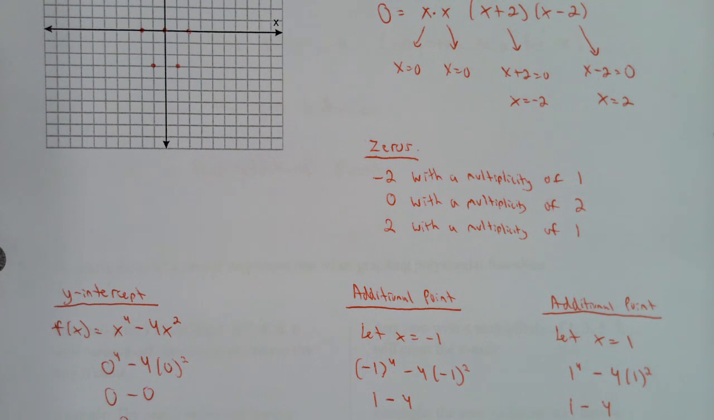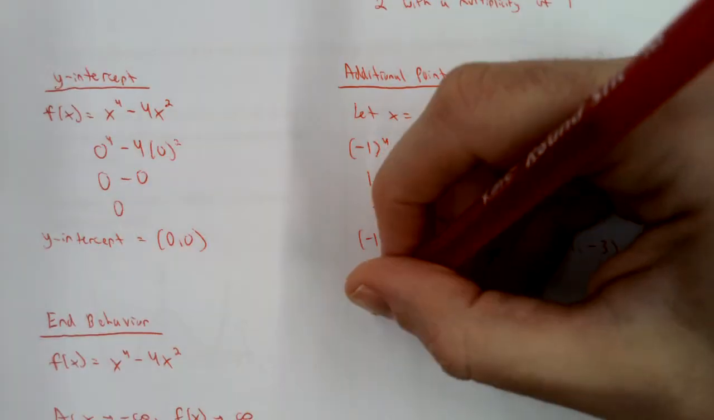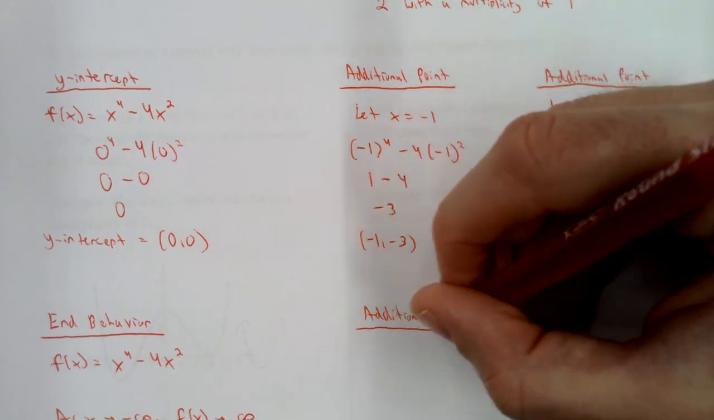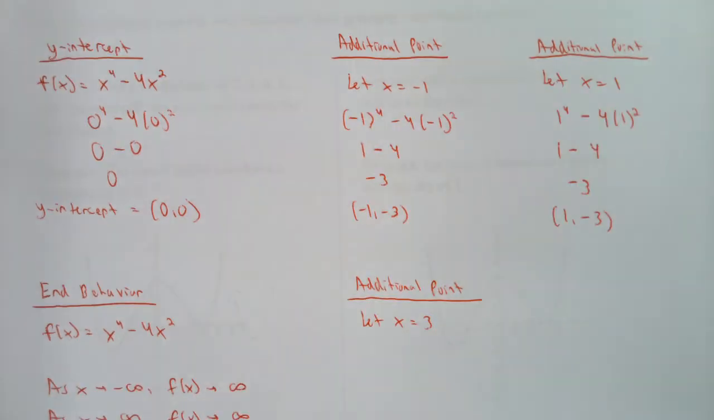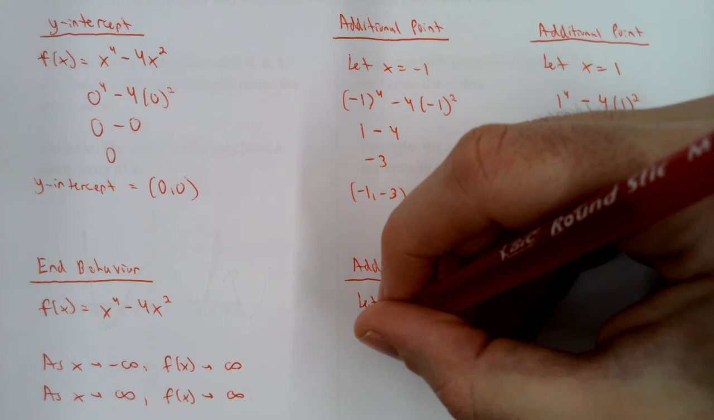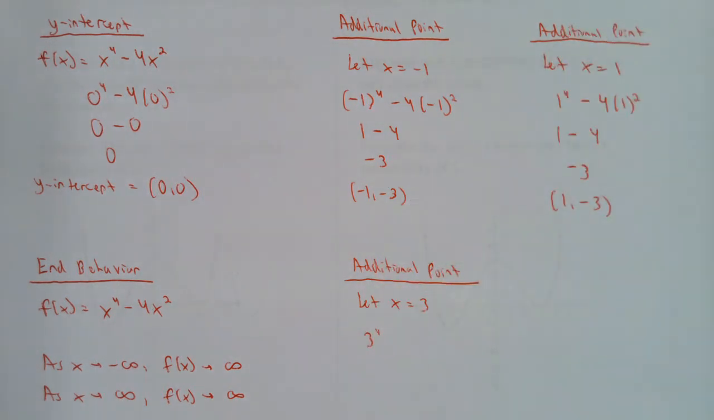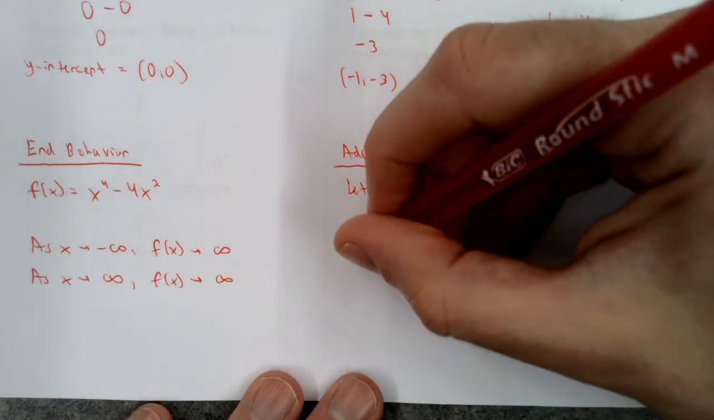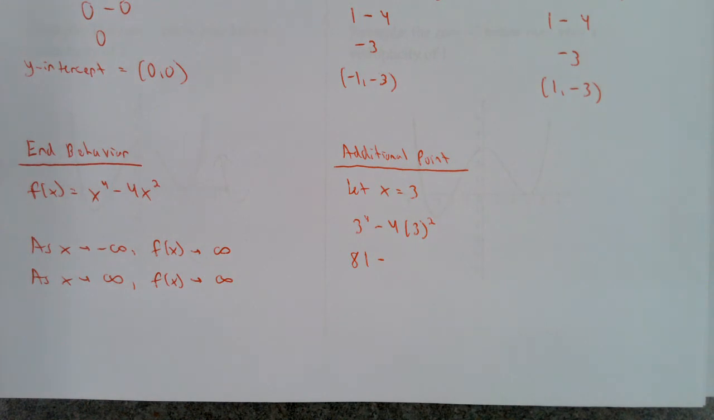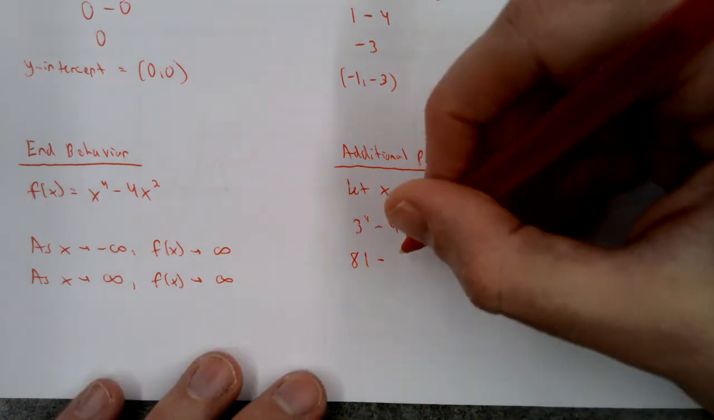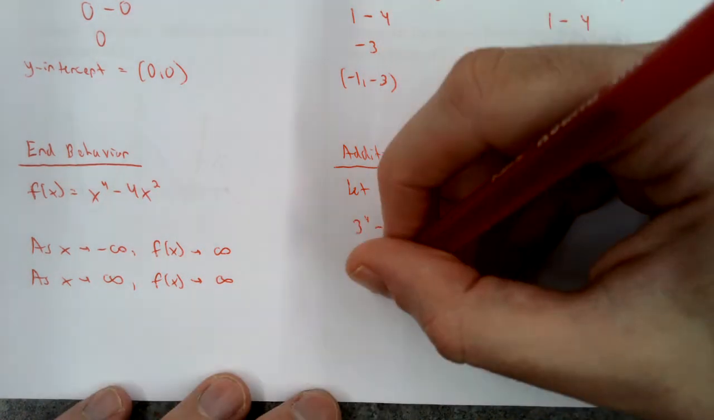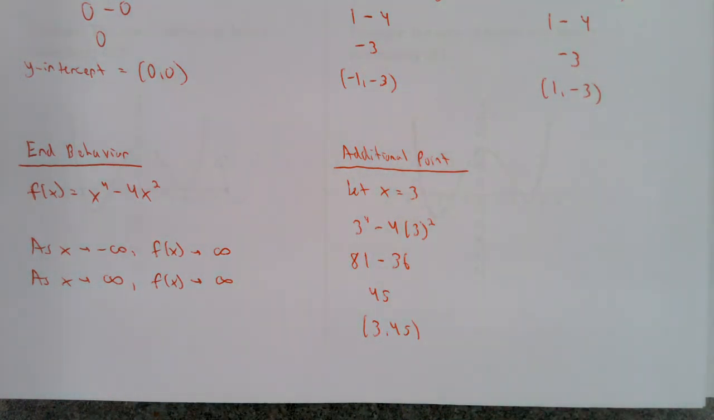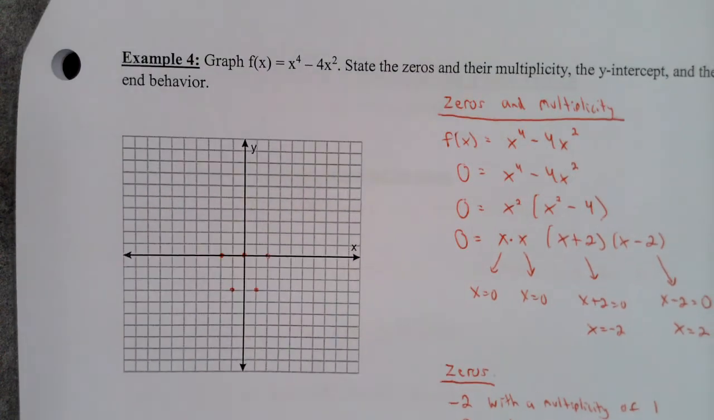I'll do one more. Let's do x equals 3. See what we get when we do x equals 3. So it'll be 3 to the fourth power minus 4 times 3 squared. 3 to the fourth power is 81, minus 3 squared is 9, and 9 times 4 is 36. It's going to give us 45. So we're not going to be able to fit that, but we know the end behavior and we have enough. I'm just going to go and graph it now, sketch it.